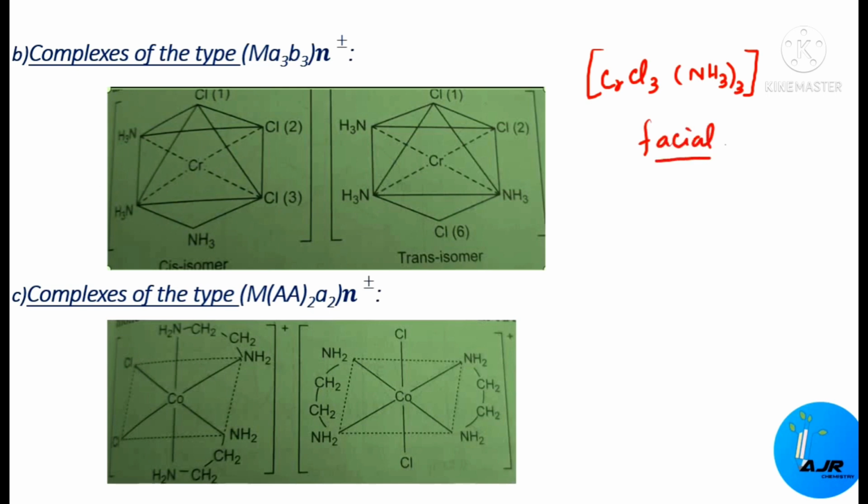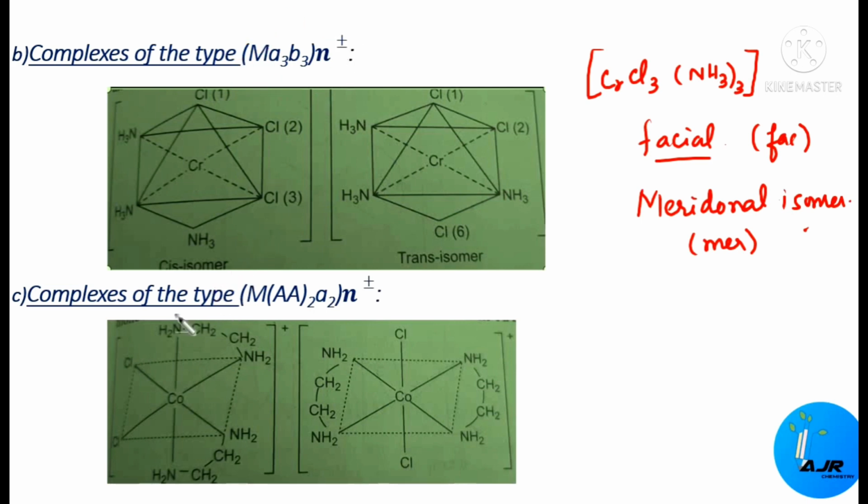Whereas in the case of the other isomer, the Cl are placed along the edges of the octahedron. Along the edges we have the chloride ions, whereas the ammonia molecules are placed opposite. Just opposite to this Cl we have one NH3, and opposite to this we have one NH3. So this isomer is termed meridional, or MER. Meridional isomer or facial isomer. Understood? So these are the 2 types coming under this category.